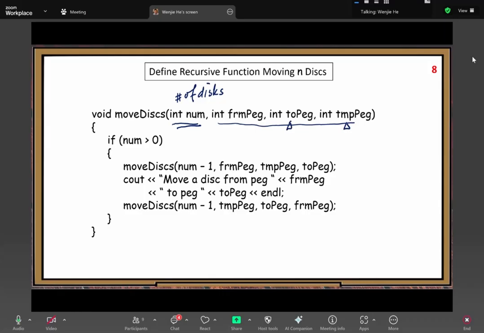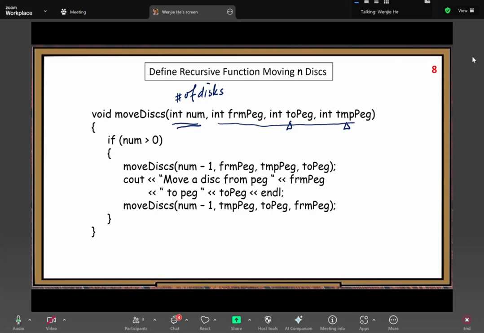Because when we do recursion, the reason we make rules like this is that when we call the function recursively, we need to specify the roles of the different pegs clearly. So that's the reason.